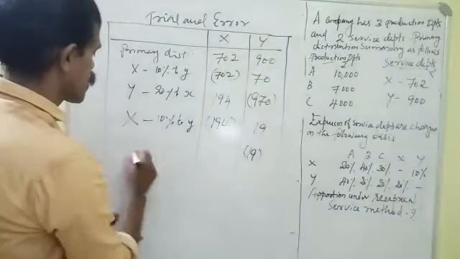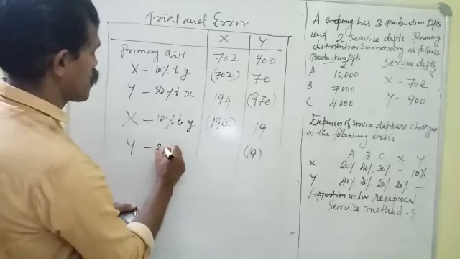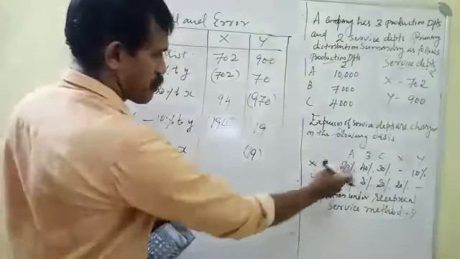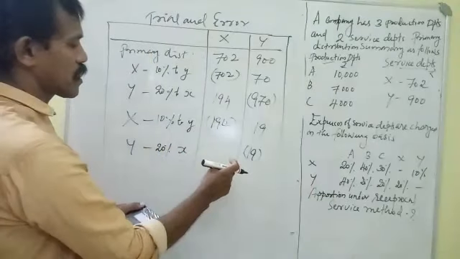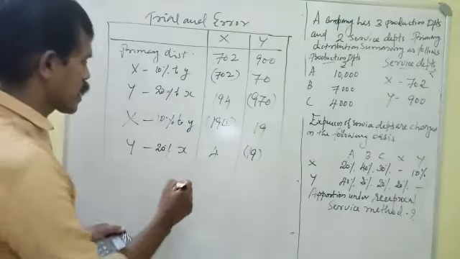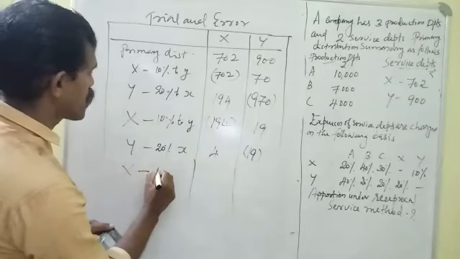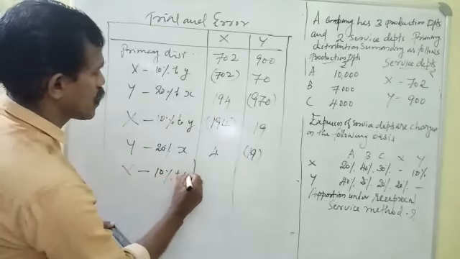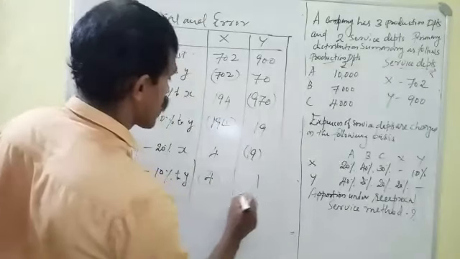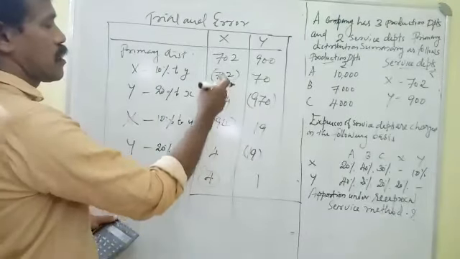We charge 20% of this 19 to X, which comes to around rupees 4. Now we have rupees 4 in the column of X, and X distributes 10% of it to Y. 10% of 4 comes to around rupees 1. Okay, then we take the total of these columns.